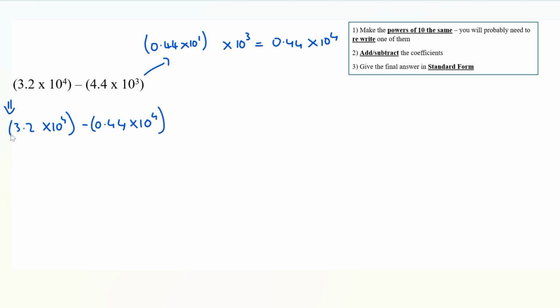So now we're going to subtract the coefficients. This gives us 2.76 times 10 to the power of 4. A is within the range of 1 and 10, so this is our final answer.